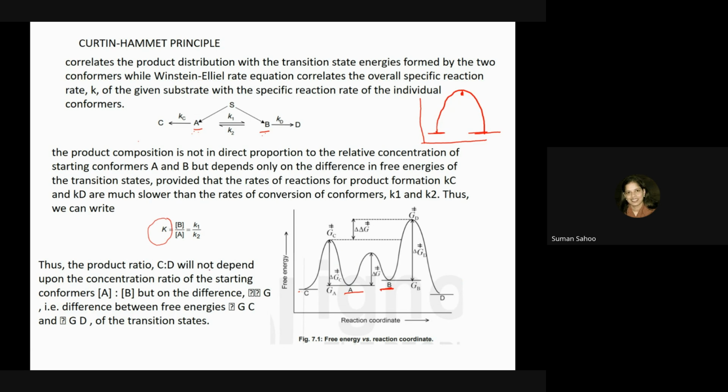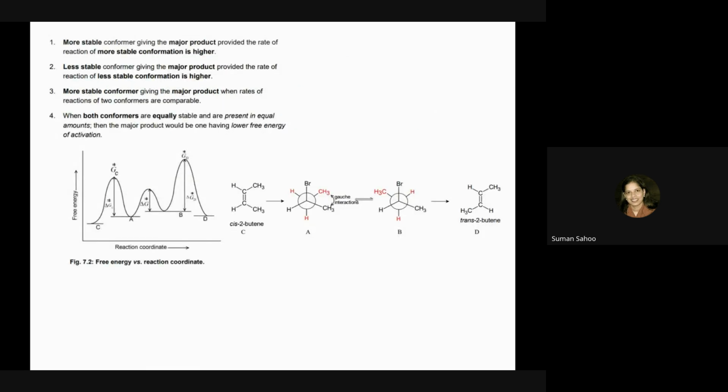The product ratio will not depend upon the concentration ratio of the starting conformers, but on the difference in your del G. Del G is your change in free energy. That is the difference between the free energies, del G C and del G D, of the transition states. That is your change in free energy.